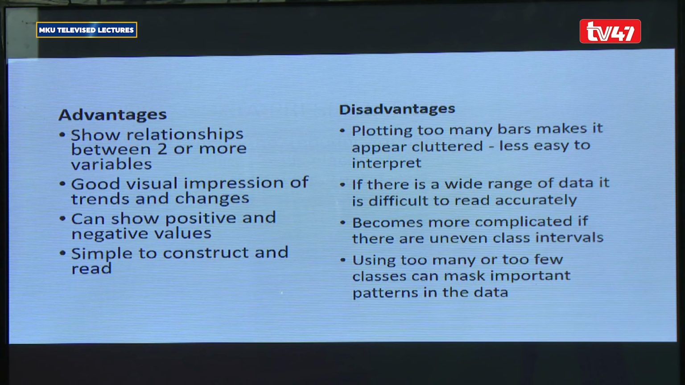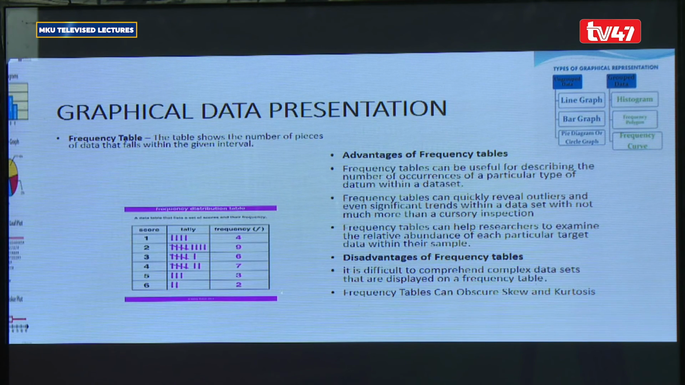It enables us to look at the relationship between 2 or more variables. It gives us a very good visual. You can be able to see the visuals. And it can show the positive and negative values. But in case you have too many numbers, then it can be cluttered. It can provide clutter. If there is too much data and with wide range, then it can also be difficult. It can be difficult to construct, and it can also be complicated.